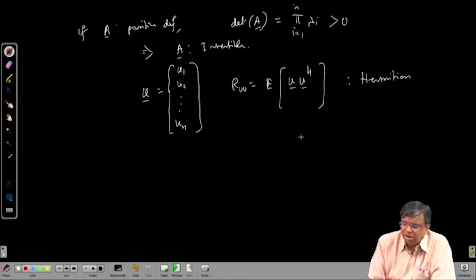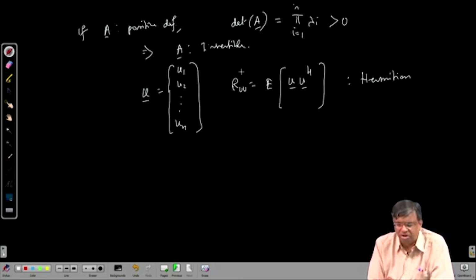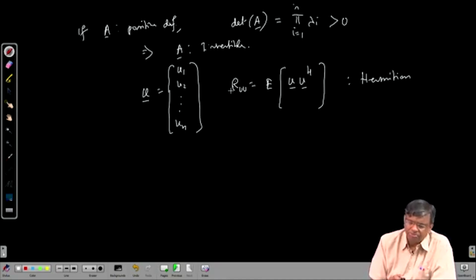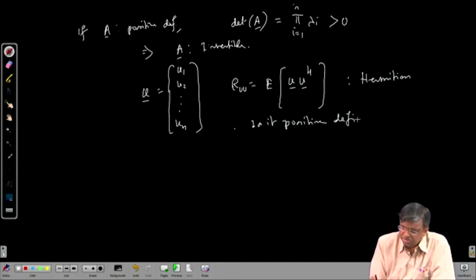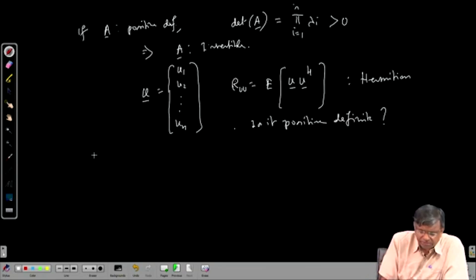If positive definite, we can happily say that this is an invertible matrix, because often we might require to invert this matrix to solve some equations. Is it invertible? That is, is it positive definite? Positive definiteness requires two conditions. It should be Hermitian first, and there is one more condition. So, Hermitian is done.